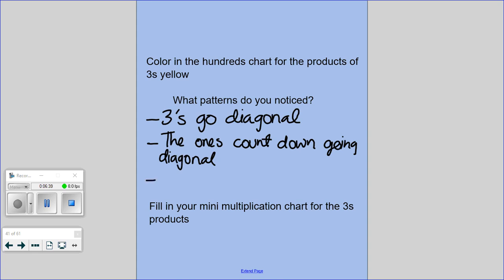And then we also noticed that the products, what we're coloring in, are sometimes even and sometimes they are odd. They're not all even or all odd, they kind of change. So I'm writing, therefore you should be writing. This will be done in pencil.